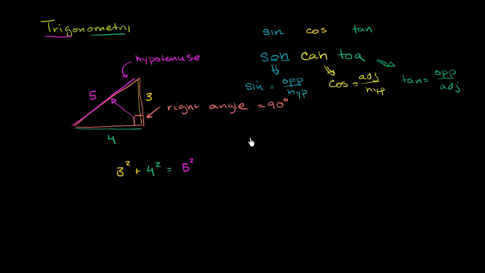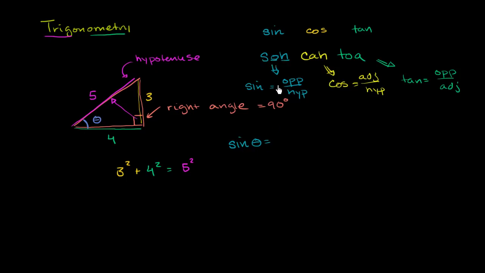So you're probably saying, hey, Sal, what is all this opposite, hypotenuse, adjacent? What are we talking about? Well, let's take an angle here. Let's say this angle right over here is theta, between the side of length 4 and the side of length 5. So let's figure out what the sine of theta, the cosine of theta, and the tangent of theta are. If we want to first focus on the sine of theta, we just have to remember Sohcahtoa. Sine is opposite over hypotenuse.